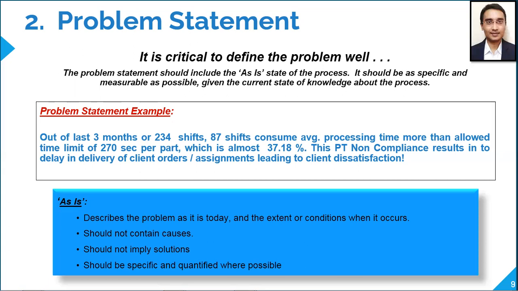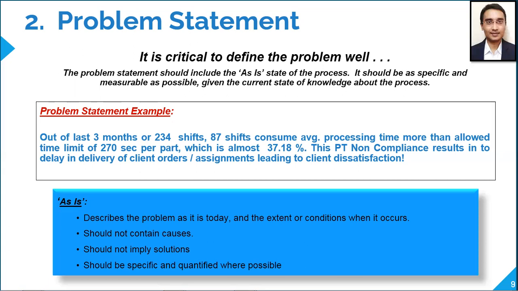So every single problem statement should be in the form of quantification of the given situation. We're not supposed to talk subjectively. We're supposed to talk quantitatively in problem statement. So that's about a problem statement. It describes the problem as it is today and the extent or condition when it occurs. So what may probably go wrong, it also speaks about that.